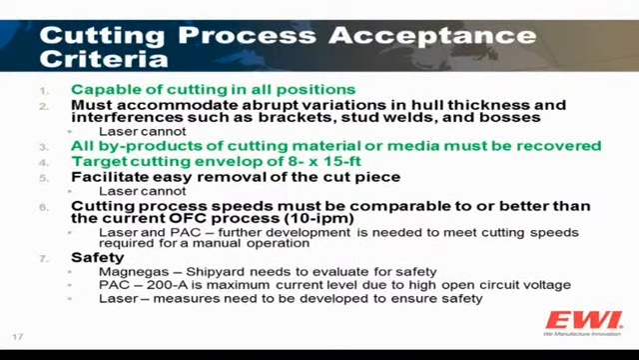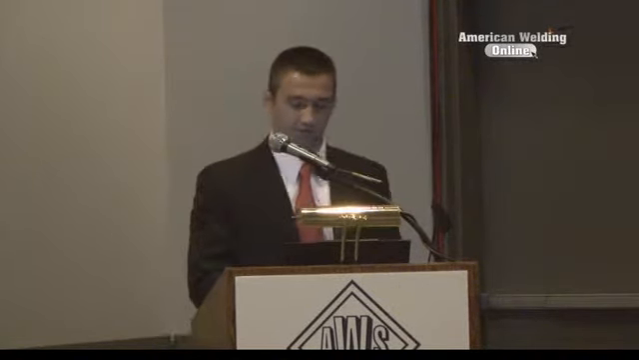And safety conditions for all three processes. Safety for the magnet gas, the shipyard's got to evaluate it. For the plasma cutting, it's just mentioned that they want a manual system, so 200 amps is the maximum current level that you can use. And laser, basically if you're going to employ this in a shipyard environment, you've got to be able to contain your laser beam somehow. So it presents some safety concerns.